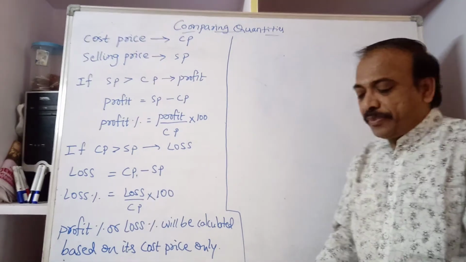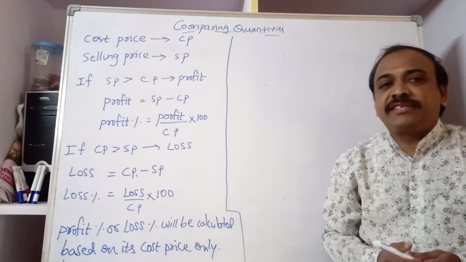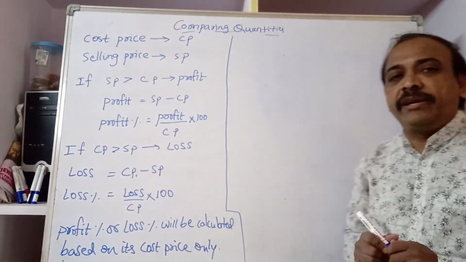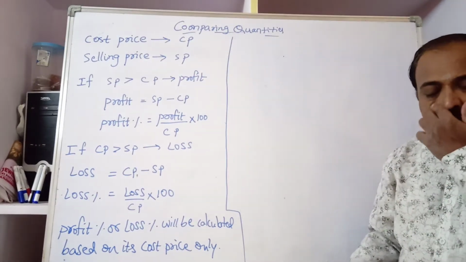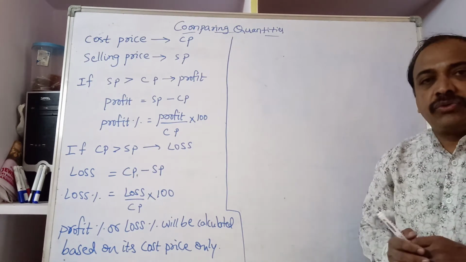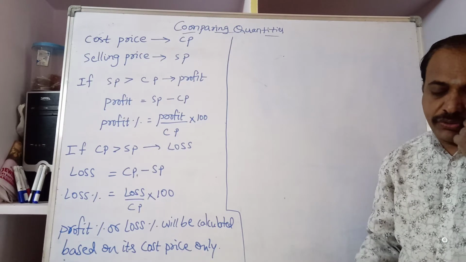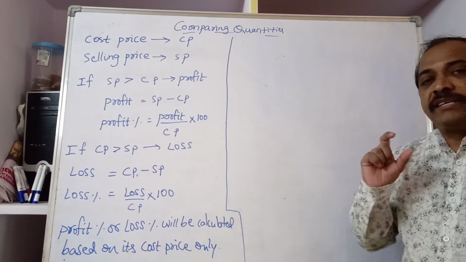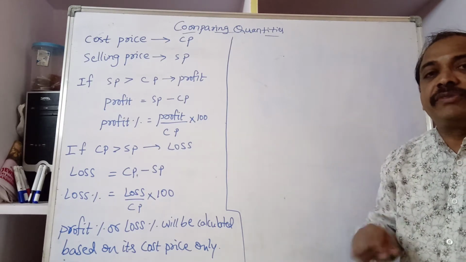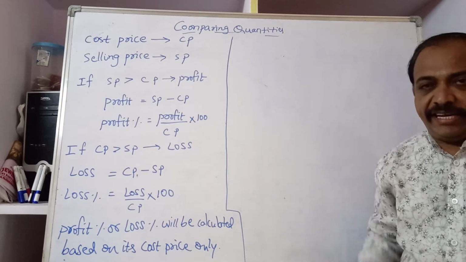Hi students, I hope you understood what we discussed in the previous session about comparing quantities. We discussed discount and percentage, how to convert ratios to percentage, and then, when a percentage is given, how to calculate that percentage out of a quantity.